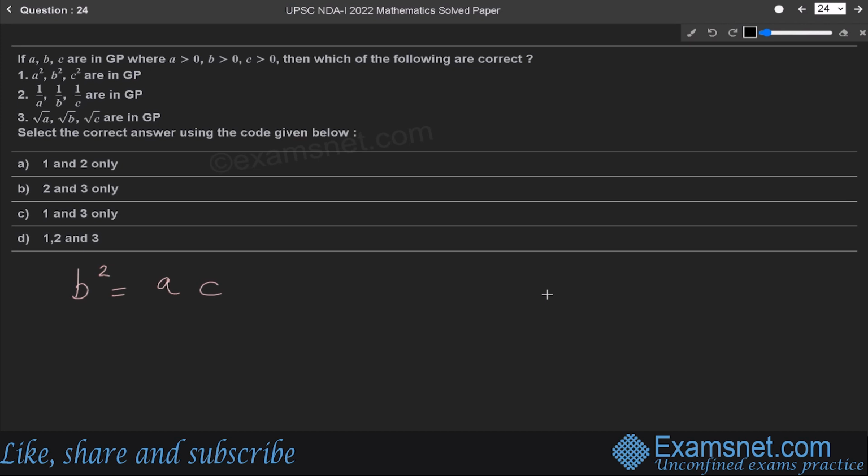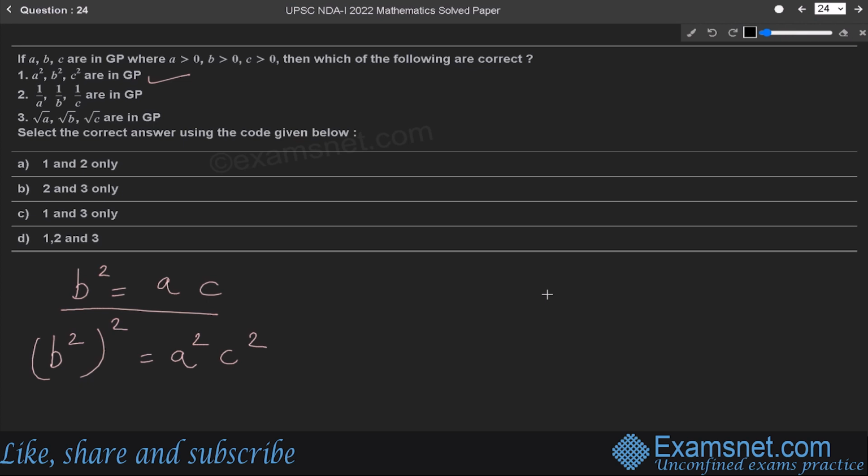For checking the first statement, we will square on both the sides. After squaring, we get B square whole square is equal to A square C square. Now you can say that the first statement is correct because A, B and C are in GP, therefore B square is equal to AC. And now A square, B square and C square are in GP, then B square whole square is equal to A square C square. So the first statement is correct.